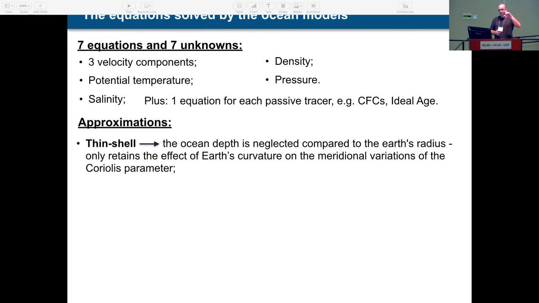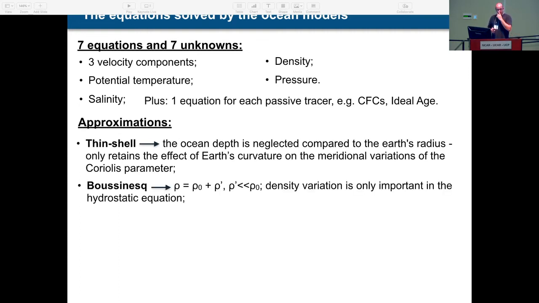The approximations that are made when we design the ocean models are, the first one, the thin shell. Basically, the depth of the ocean can be neglected when compared to the radius of the Earth. And that leads to simplifications in the zonal variation of the Coriolis parameter. So we only consider the curvature effect in Coriolis in the meridional direction, not in the zonal.